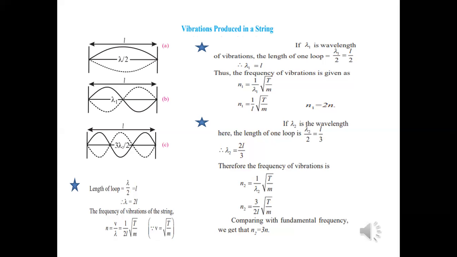After substituting for lambda 2 as 2L upon 3, n2 becomes 3 upon 2L times the square root of T upon m, which is 3 times n. So, in this case, the third mode of vibration has a corresponding frequency called the second overtone or third harmonic.